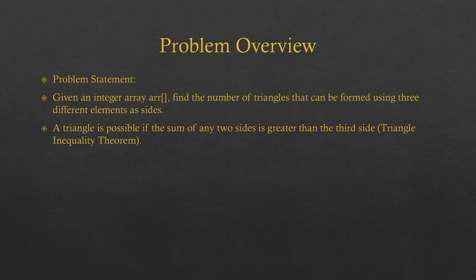Our task is to find the number of possible triangles that can be formed from the elements of an integer array. For three elements to form a triangle, they must satisfy the triangle inequality theorem. This theorem states that the sum of any two sides of a triangle must be greater than the third side. Now let's see how we can apply this concept in our problem.